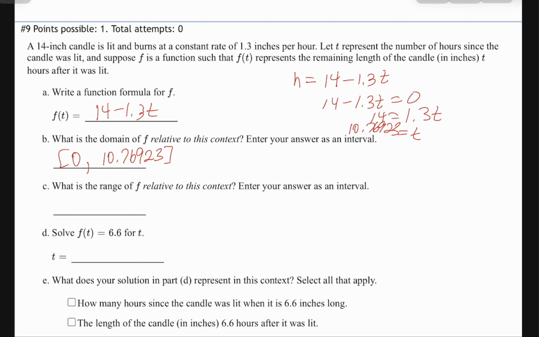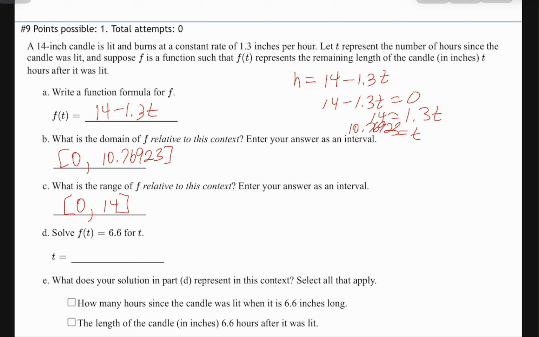C, what is the range? Now you can put that formula in, but you have to know what domain you're looking at. At time 0, my height is the highest, 14. At time 10.76923, my height is at the lowest, 0. So range always goes from least to greatest. I'll end up with 0, but I start at 14. Now, if yours isn't a 14-inch candle, but it's a 15-inch candle or 17-inch candle or whatever, it would go 0 to 17, 0 to 15, 0 to 14, whatever that case may be.